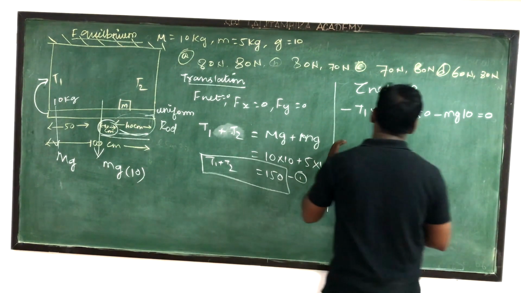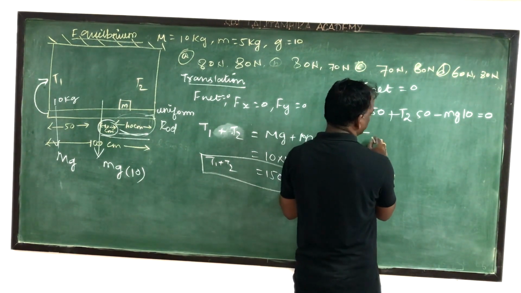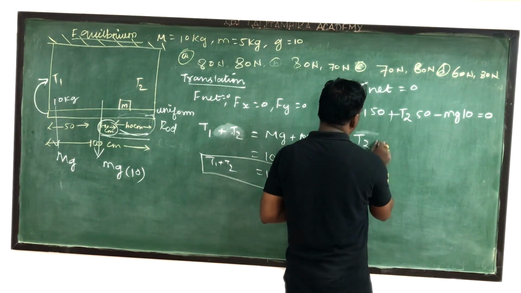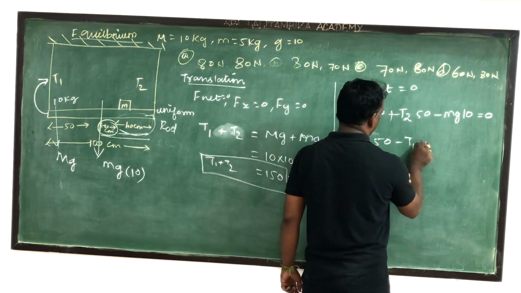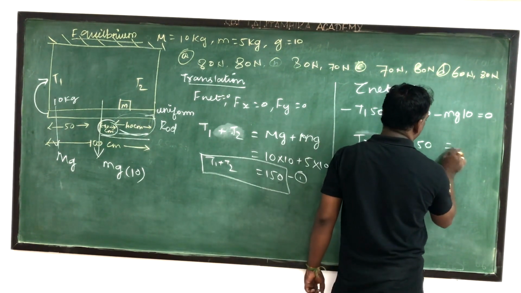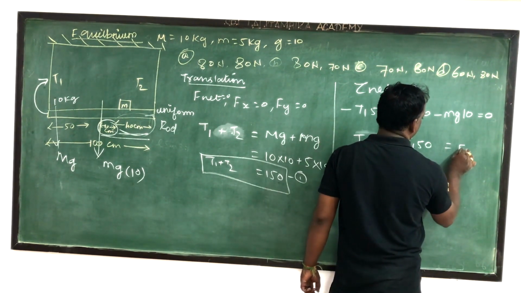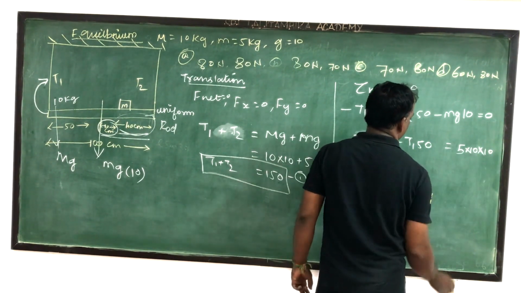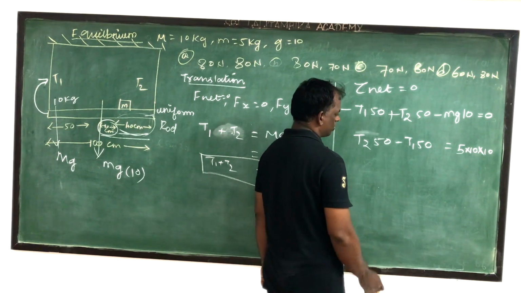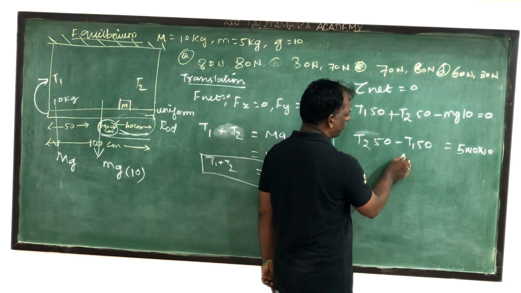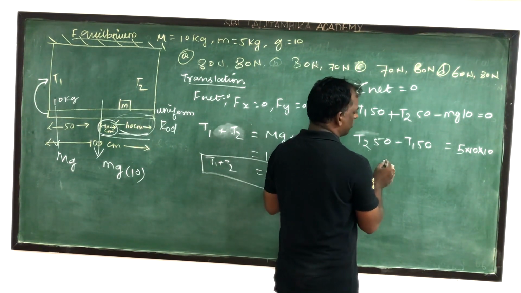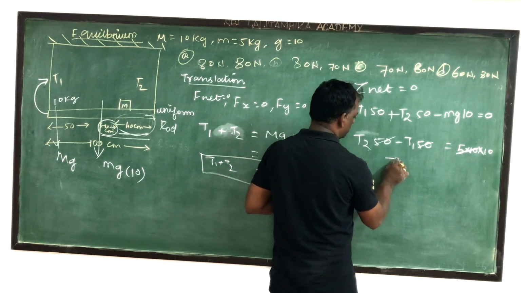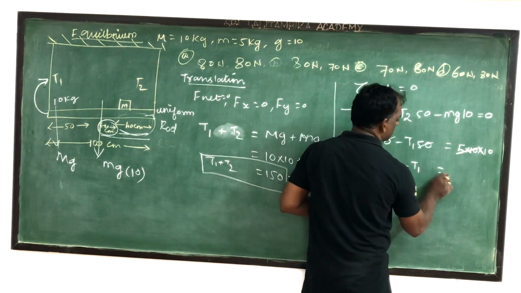So from this, what can we write? We can write it as T2 into 50 minus T1 into 50, which is equal to the value of m, that is 5 into 10 into 10. Now everywhere we have 5 into 10, so we can cancel 50. This 50 can be cancelled, so we will be left with T2 minus T1 is equal to 10.